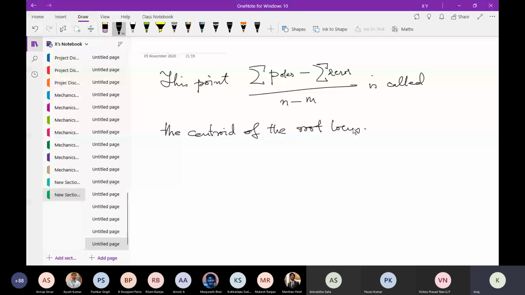So let us look at some of the examples that we have dealt with earlier. I'll be looking at a simple case so that the factorization is easy.